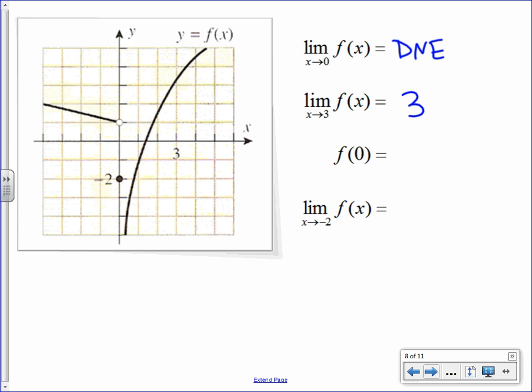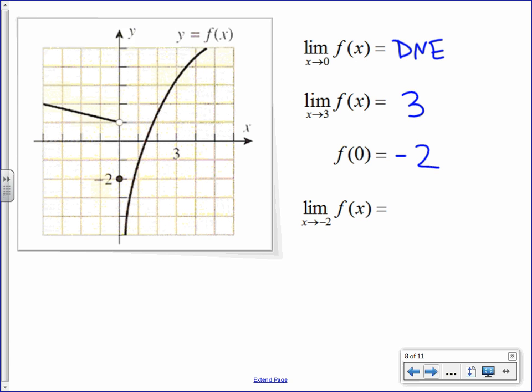Pod 3, f of 0. Undefined? I disagree. It is -2. Okay, this is the function value at 0. I have a coordinate at 0, -2. Anytime you're just asked for the function value, we're looking for the coordinate. Okay. And the limit as x approaches -2.